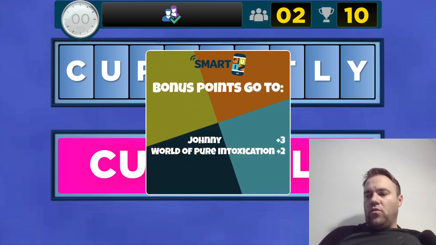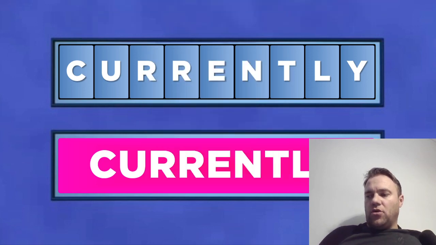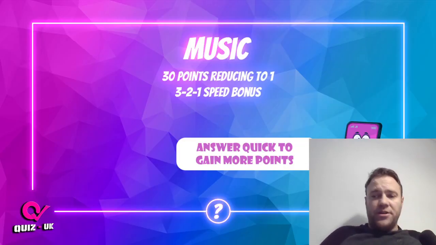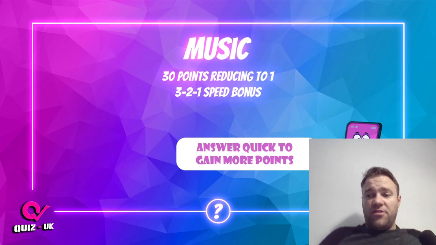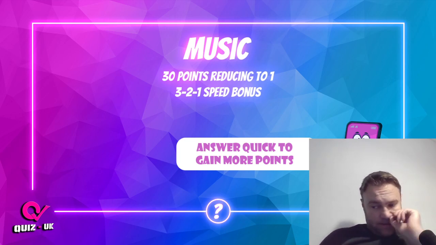Okay, now when we do a music round, all the music is installed in the software, so you don't need to play anything. It all starts automatically with the timer. All you do, 30 points going down to 1. Answer as quick as you can to get the most points. That's it. Don't need to see anything else. That is literally it. That is the music round in a nutshell. So we'll breeze past that one.